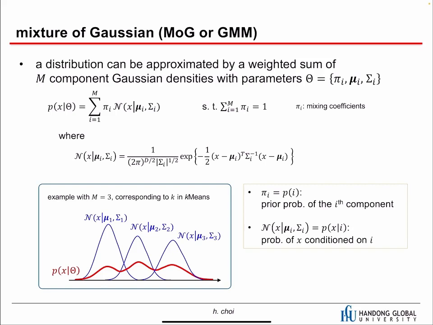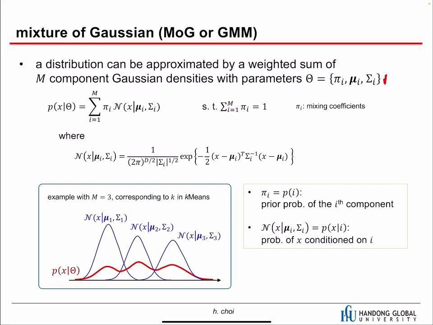Okay, so now we're going to talk about mixture of Gaussian. Mixture of Gaussian can be used to estimate a distribution when the distribution is kind of complicated. At the same time, we can use mixture of Gaussian for clustering too. So before talking about clustering, let's talk about the mixture of Gaussian as density estimation. Okay, so a distribution can be approximated by a weighted sum of m component Gaussian densities with parameters like this.